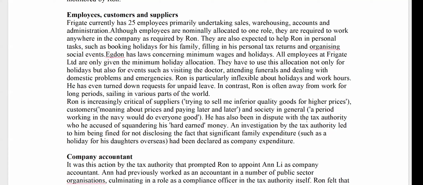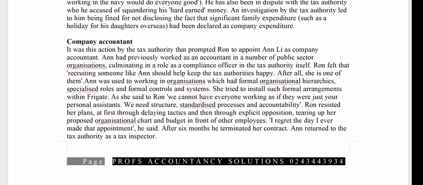And he has also been in dispute with the tax authority, whom he accused of squandering his hard-earned money. An investigation by the tax authority led to him being fined for not disclosing that significant family expenditure, such as a holiday for his daughters overseas, had been declared as company expenditure. It's not wholly, exclusively and necessarily incurred.